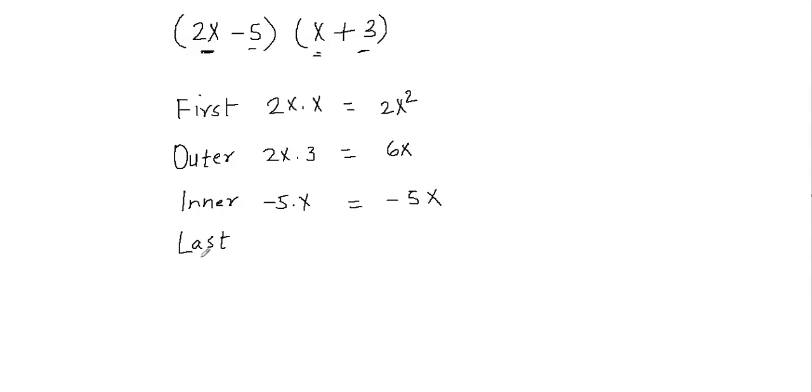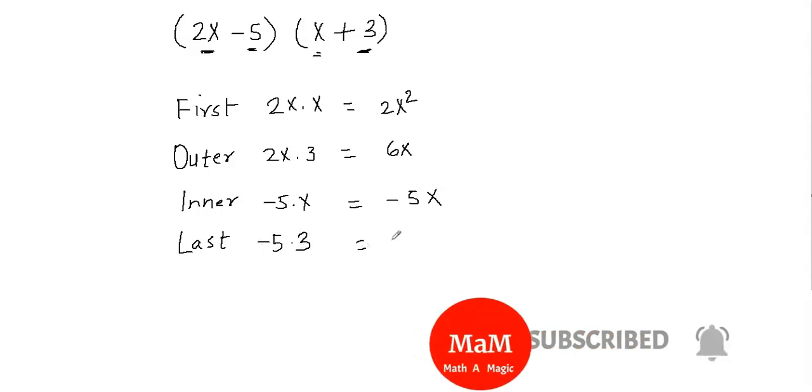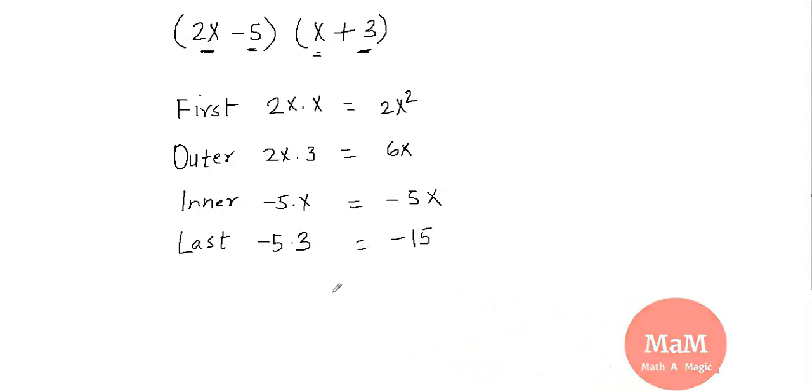And then the last terms of each binomial. So the last term of this binomial is negative 5, and the last term of this binomial is a positive 3. So negative 5 times positive 3: negative 5 times 3 is equal to negative 15. So now we're done multiplying all the terms using FOIL. Now we'll add all the terms and then combine like terms.